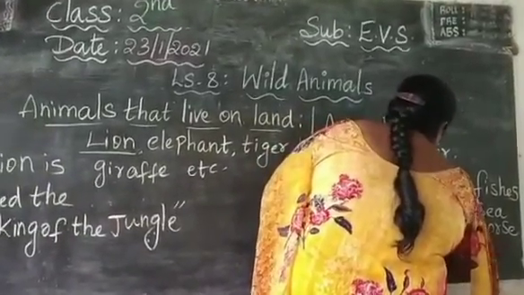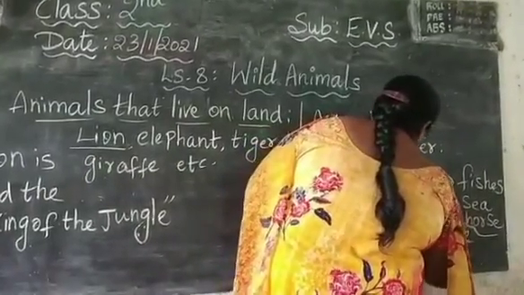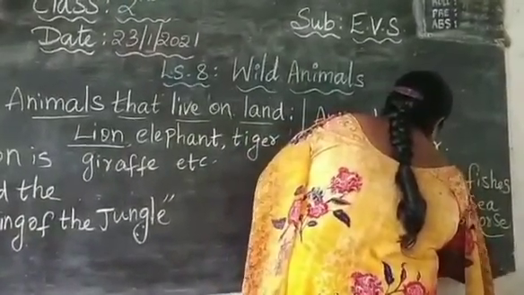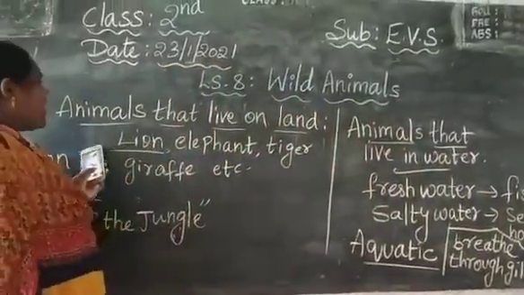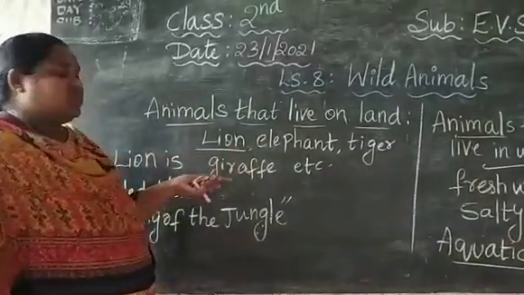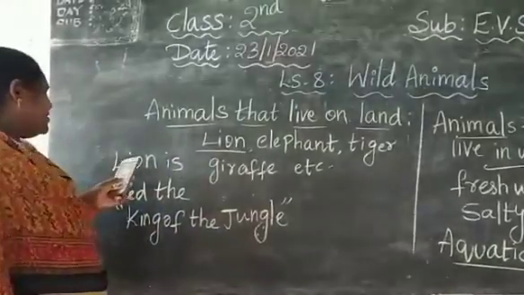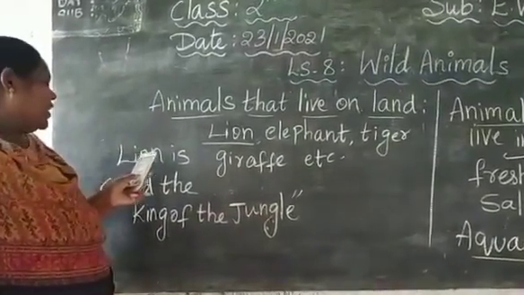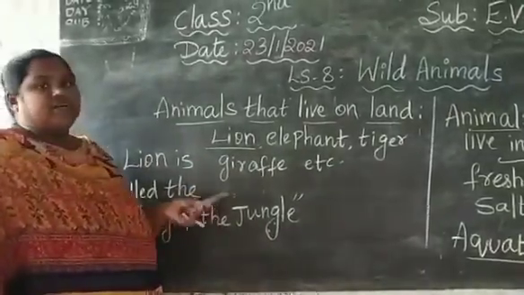Breathe through gills. Okay, once again you see these two topics. The animals that live on land are lion, tiger, elephant, giraffe, etc. These live on land safely in their natural environment like the forest. The lion is called the king of the jungle.